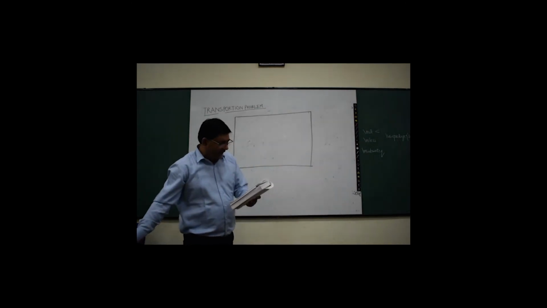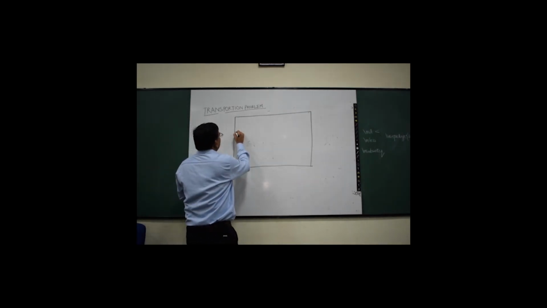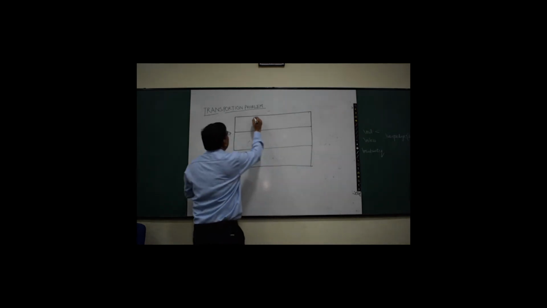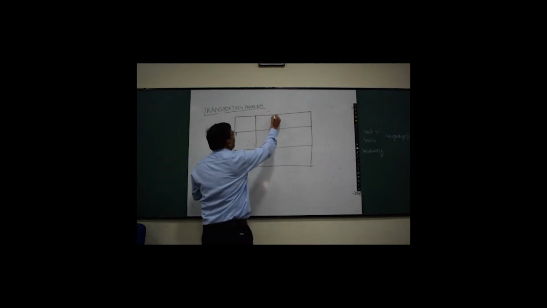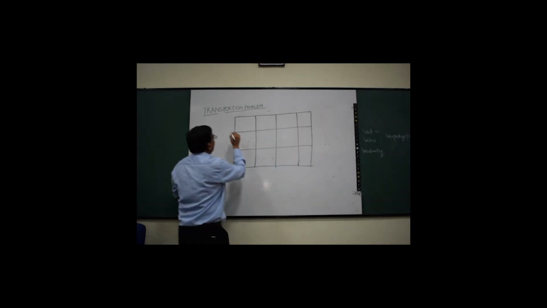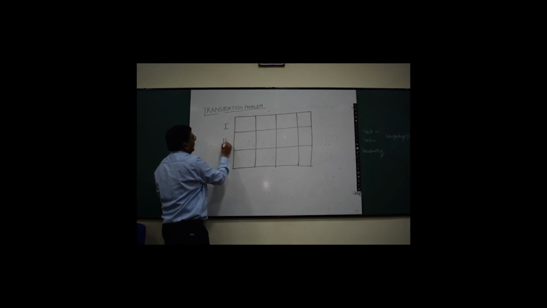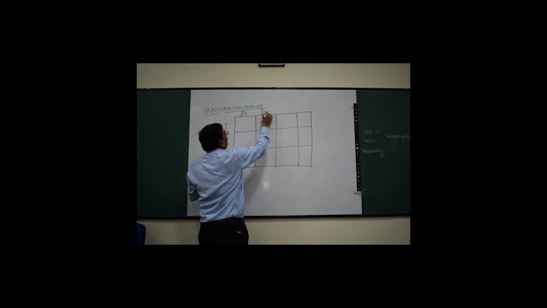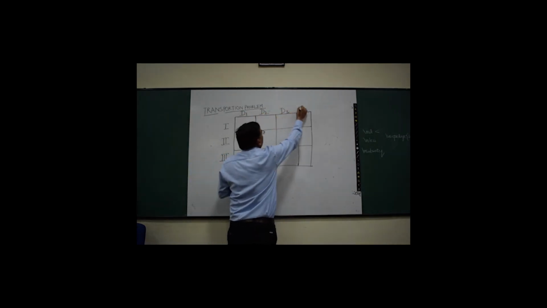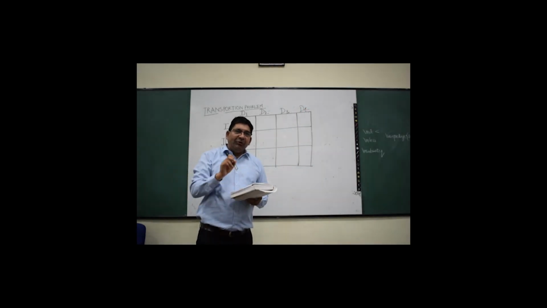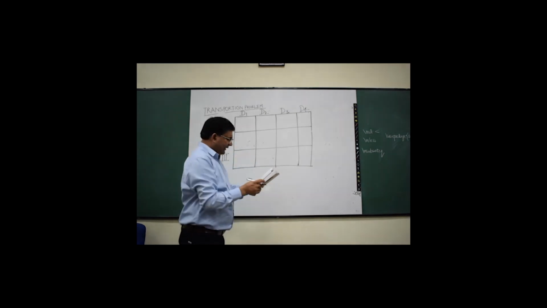There are three sources, one, two, three, and these are the four destinations, D1, D2, D3, D4.